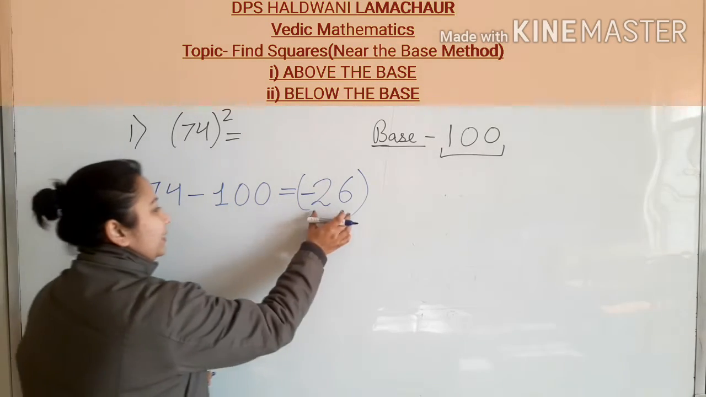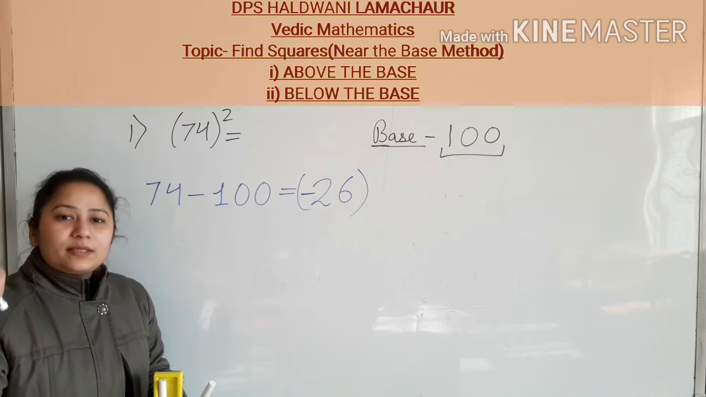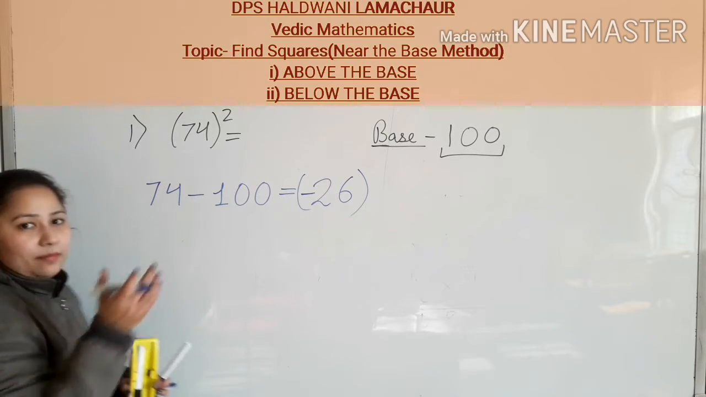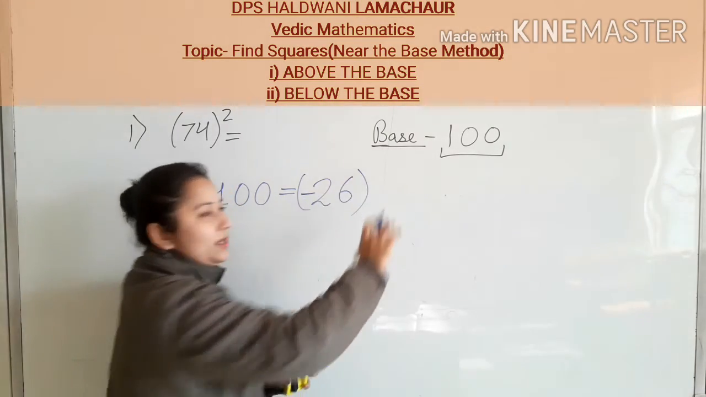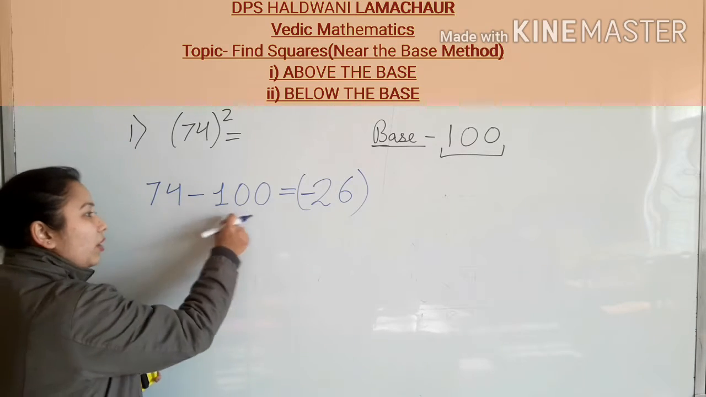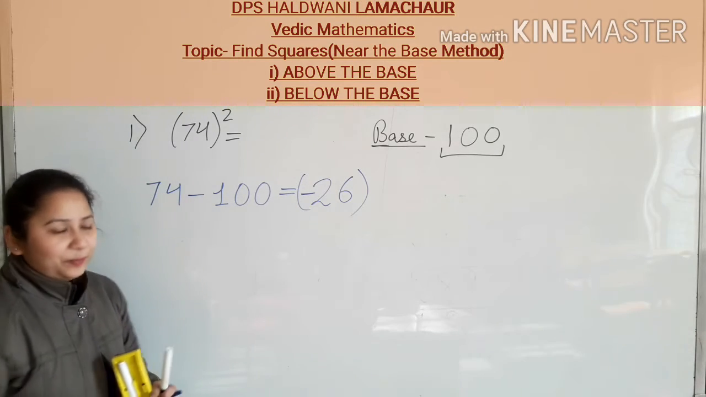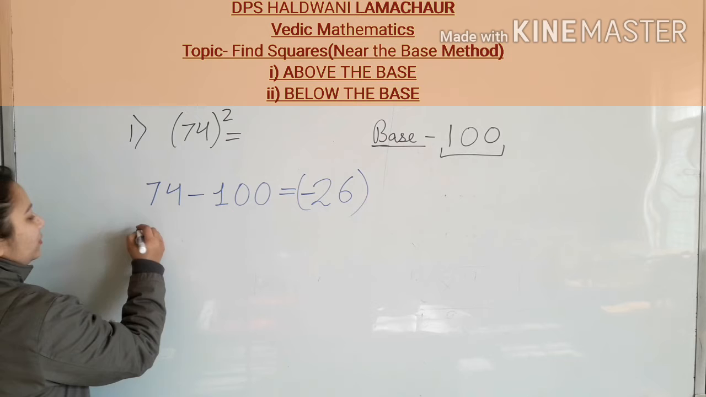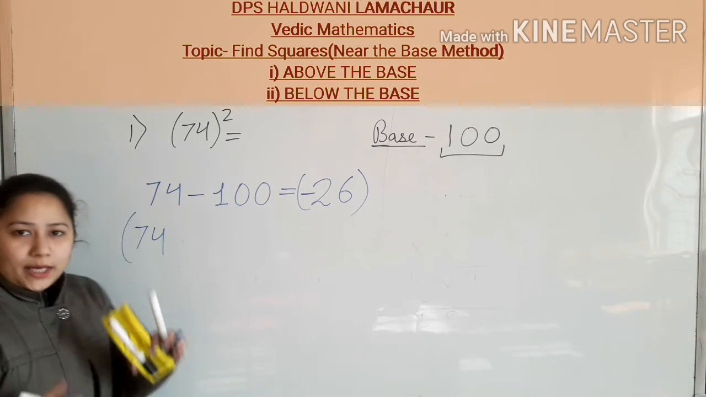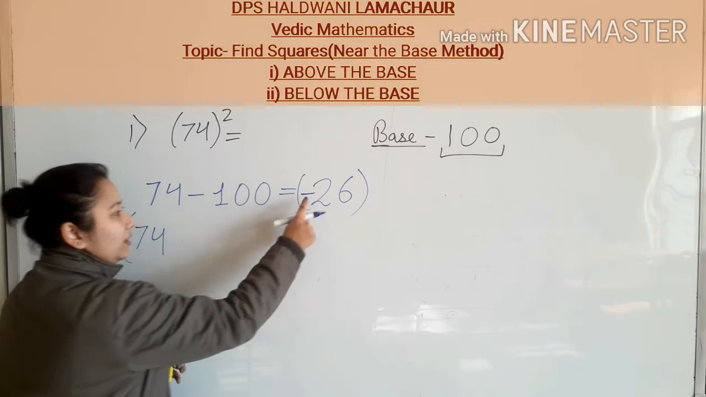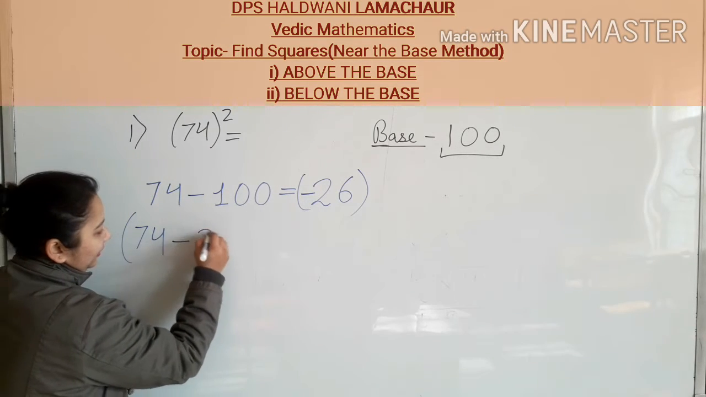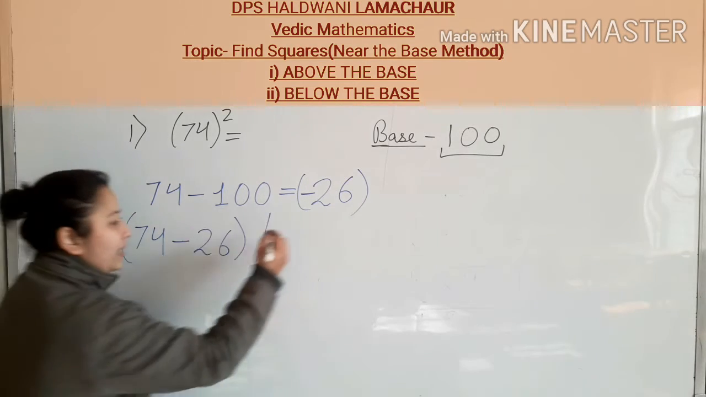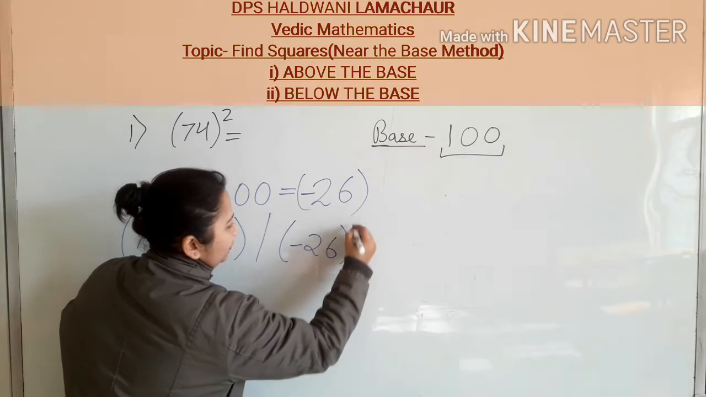Please be careful with the sign, kids. This sign you will always get in the sums which are below the base, because always your number will be below the base and the base is always more than your number. So you will always get this negative sign in your numbers here. Now the next step, same step we will repeat here also for below the base. Now 74. Now in above the base we are adding. Now here we get a negative sign, so we are subtracting. 74 minus 26 and then the square of the number, minus 26 square.